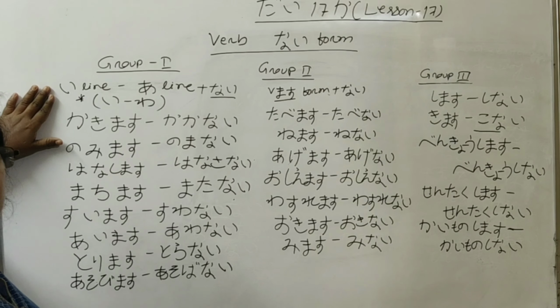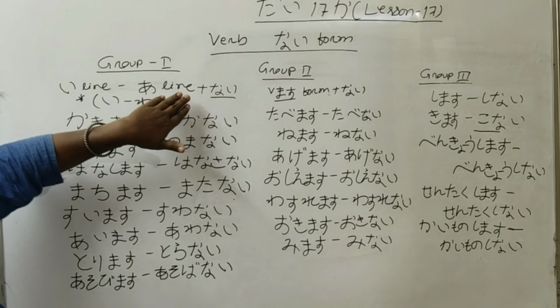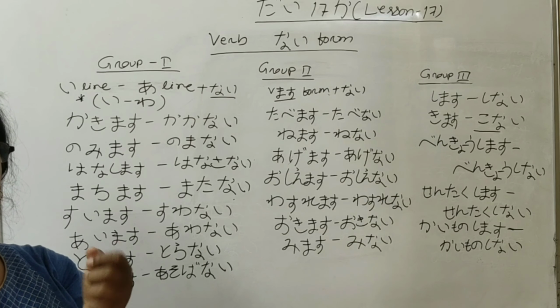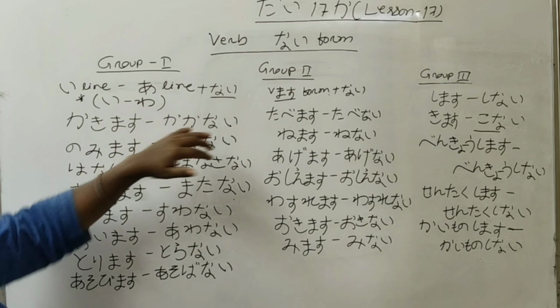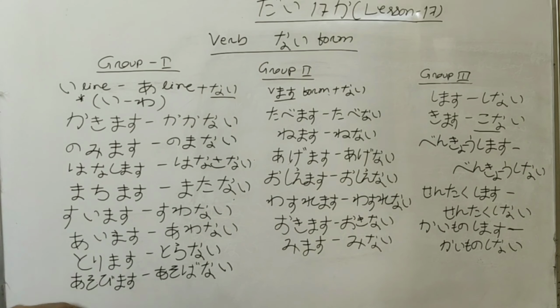All E sound words come to group 1. So how do we change a group 1 verb to a nai verb? Look at here. The E line changes to the A line. It means the E sound of the alphabet changes to the A sound, plus nai.